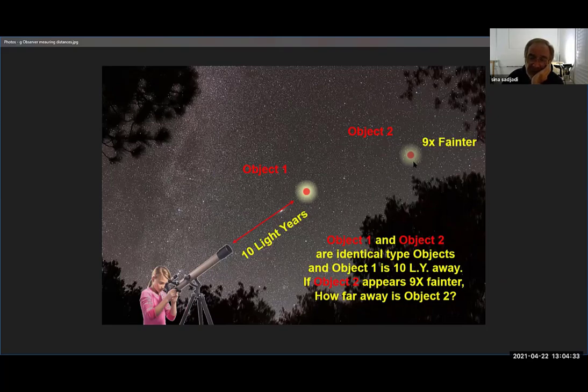So if it's 9 times fainter, we say object 1 and 2 are identical objects. Object 1 is 10 light years away, object 2 is 9 times fainter. Question is, how far away is object 2? Identical objects. So if it's 9 times fainter, how many times farther must it be to be 9 times fainter? It must be 3 light years? 3 times, no, it's 3 times farther, not 3 light years, but 3 times farther.